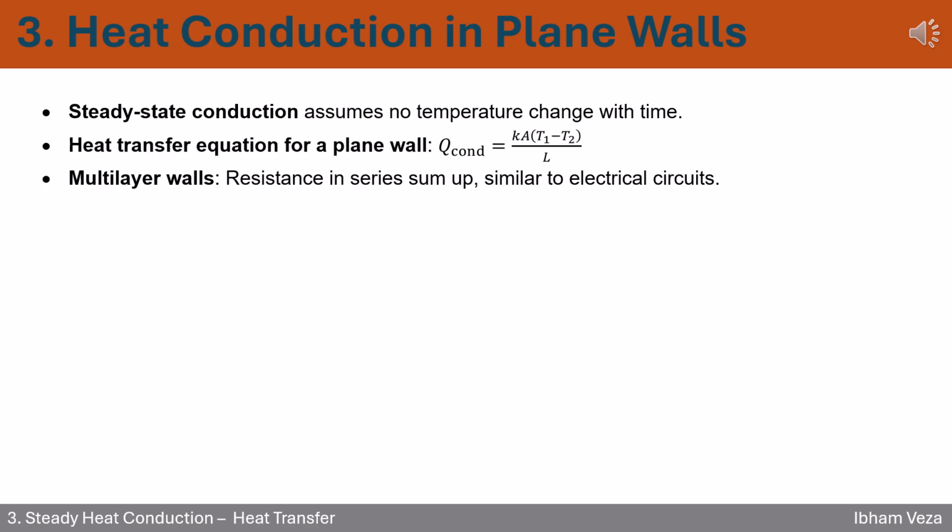With the basic formula, Q equals kA times T1 minus T2 over L, you can easily compute heat flow through plane walls. When walls have multiple layers, it's just like resistors in series. Add up the thermal resistances. Focus on this simplicity. Understand the basic flow first, then you can handle more complex setups with confidence.